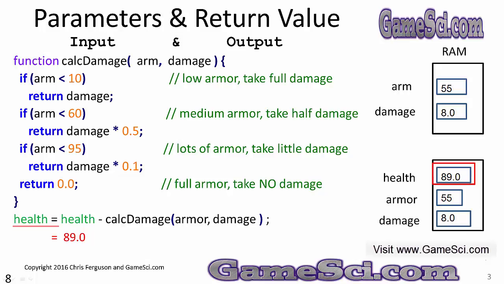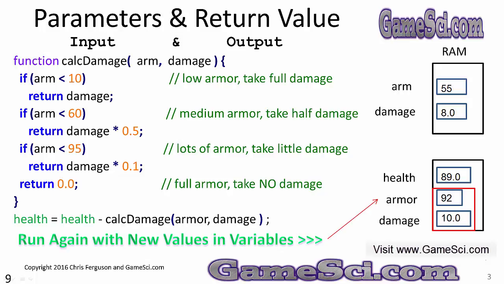Let's try it again and maybe we'll see it a little more. Let's run it again. Let's put some new values in the variables armor and damage. Let's put 92 in armor. That sounds like a lot of armor. And let's put a 10 in the variable damage. So whatever happened to our character, we want to subtract 10 damage points from their health.